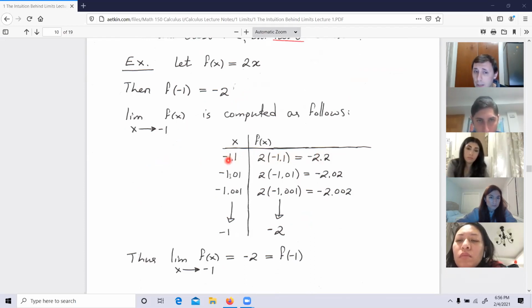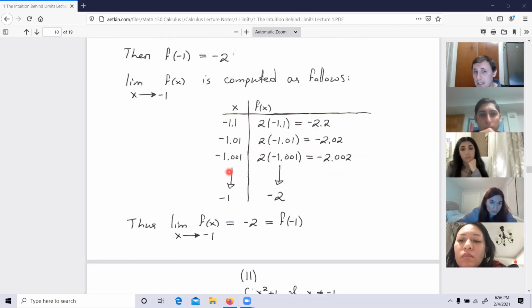But obviously you can do better. So you plug in minus 1.01, that's a better imitation of minus 1. And then what you get is minus 2.02. You can do better and you get minus 2.002. Do you see? I am improving my approximation. What I'm doing here is I'm never plugging in minus 1, but rather an improved approximation. Again and again, I plug in improved approximations of minus 1. And I just notice the tendency. Do you see what the tendency is? That as x is striving to become minus 1, f of x seems to be striving to become minus 2.